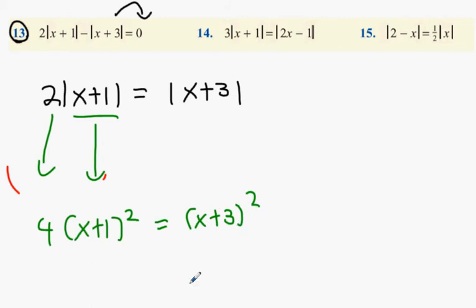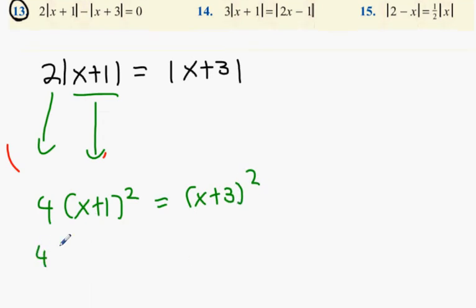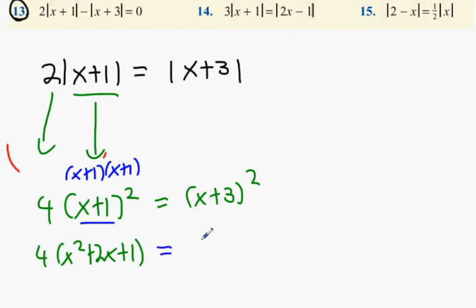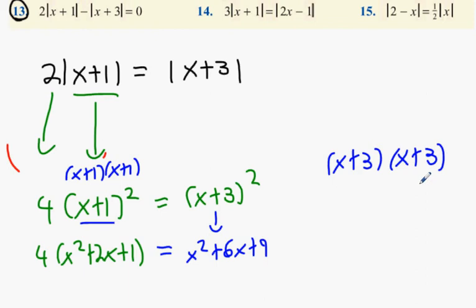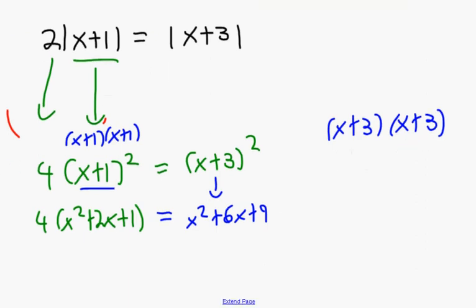Yeah? And on the other side, x plus 3 squared, multiplied out, 4 times x squared plus 2x plus 1. How did I get x squared plus 2x plus 1? Can anybody tell me? Where'd that come from? It came from x plus 1 multiplied by x plus 1. And where does the x squared plus 6x plus 9 come from? It comes from x plus 3 multiplied by x plus 3. Once again, that's something you can do at home, expecting to get it right every time. Okay? What happens next?